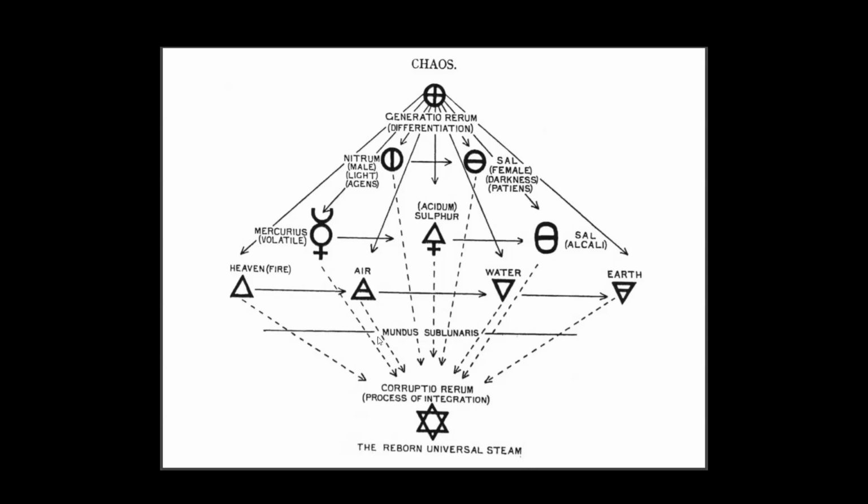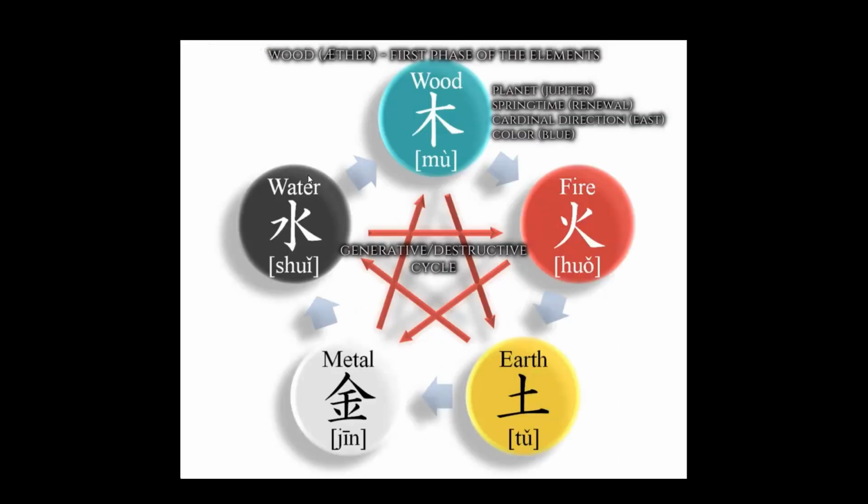And to encode the fifth element, the pentagram encodes the fifth element. And here, this is the Chinese wuxing. We have the fifth element here represented as wood. In classical alchemy, that would be represented by the ether. And wood or ether, this is the first phase of the elements, from which the other elements are derived.